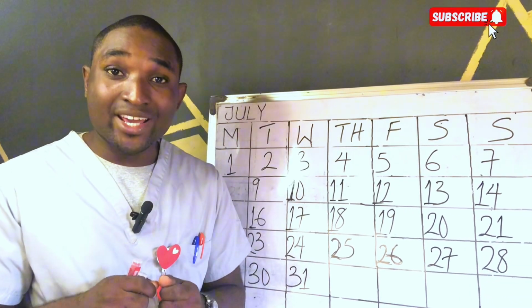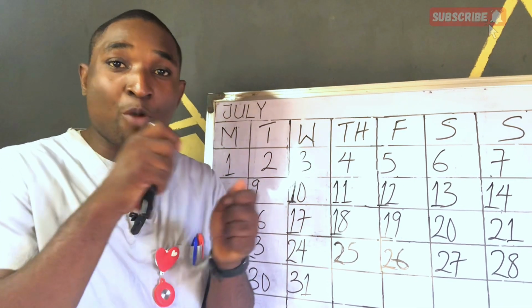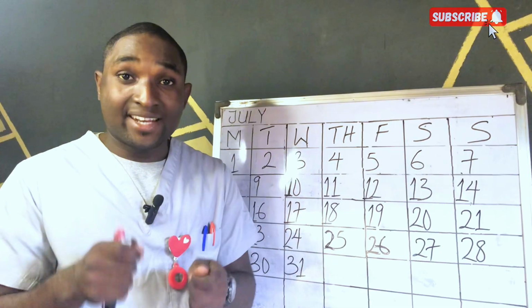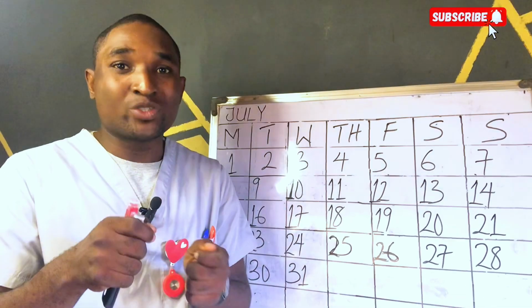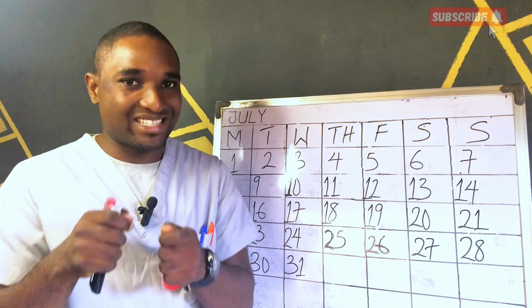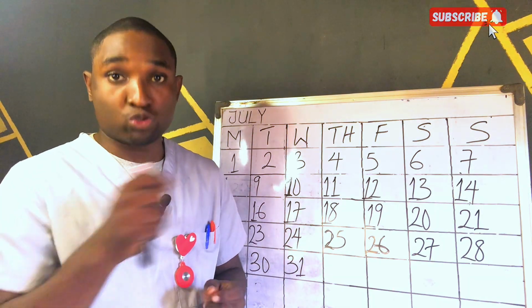Your menstrual cycle length is the number of days from one period to the next period, and it is calculated by counting from the first day of your period to the last day before you see your next period. Let me quickly show you how to do that on the board.